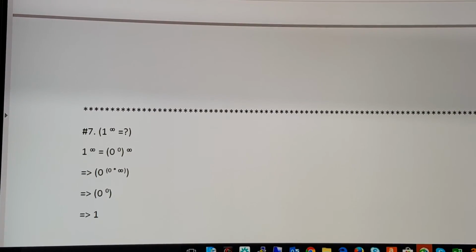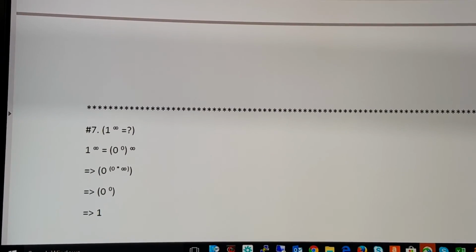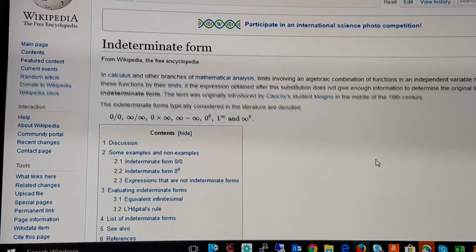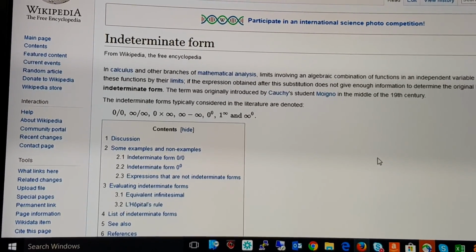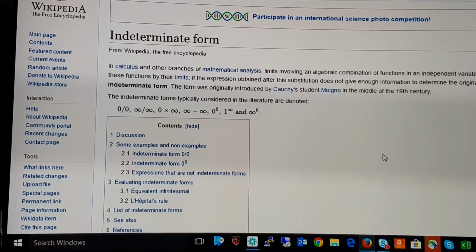With all these proofs, it's very evident that all the indeterminate forms can still be evaluated, and we have predefined values. That ends the video.